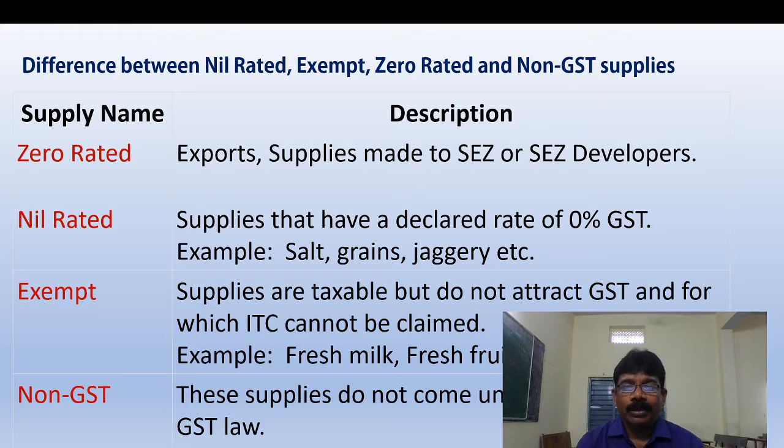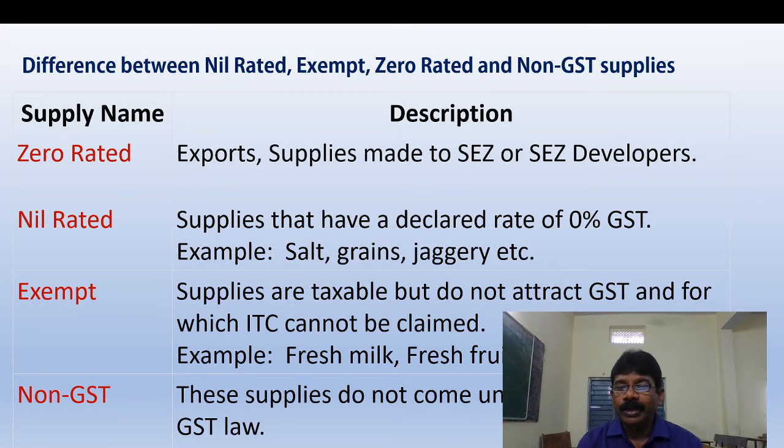Okay, and regarding the rate differences, we usually hear about these 4 points. One is zero rated goods. The goods which we are exporting are zero rated, and the goods which are manufactured at special economic zones are also zero rated. Then there is nil rated.